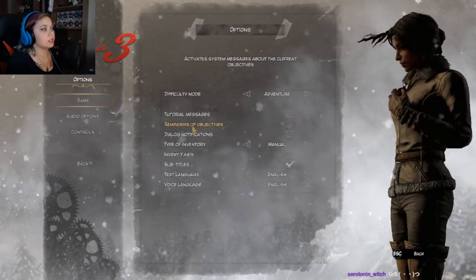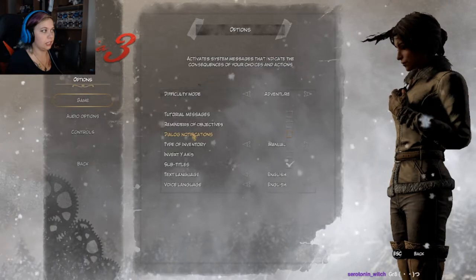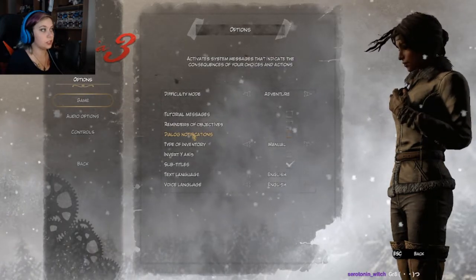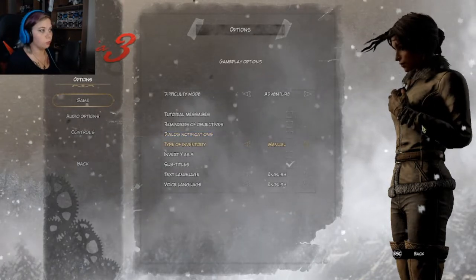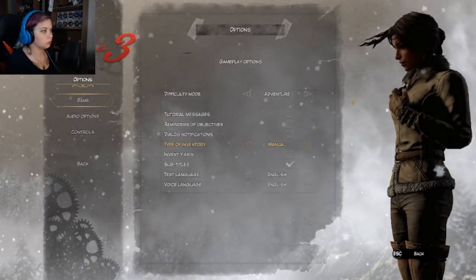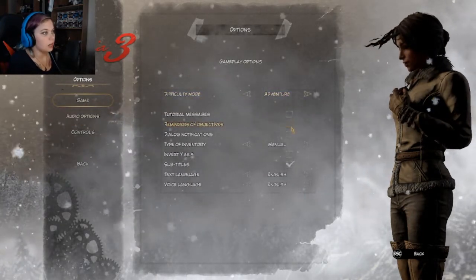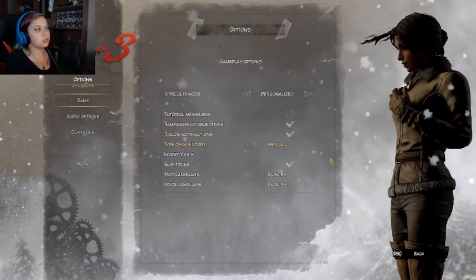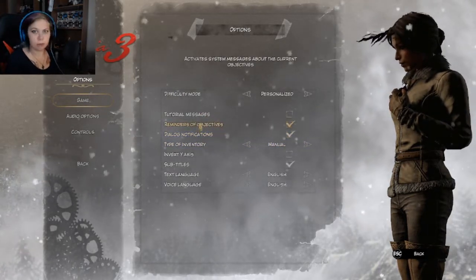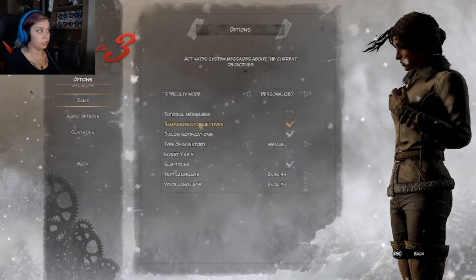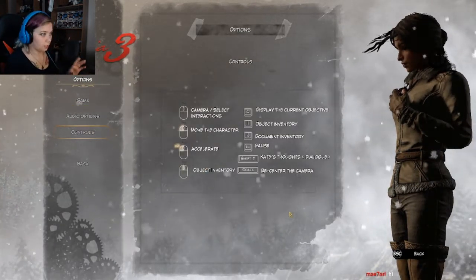Activate system messages about your current objectives. Activate system messages that indicate the consequences of your choices and action. Wait, is this a choice-based game? Wait, where did the sound go? I think... Oh, okay, this song just ended, I guess. I'm gonna turn those on because those seem like different mechanics from Syberia 1 and 2. So I want to be safe and keep those on.